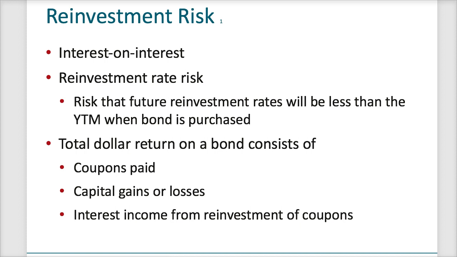So this risk of future reinvestments, we're primarily worried about being reinvested at a lower rate than the yield to maturity. A bond's total return is going to consist of three components. We're going to look at the coupon paid on the bond, the interest income from the reinvestment of the coupons, and the maturity value of the bond, which is assumed to be a par value of 1,000 for pretty much all of our problems.